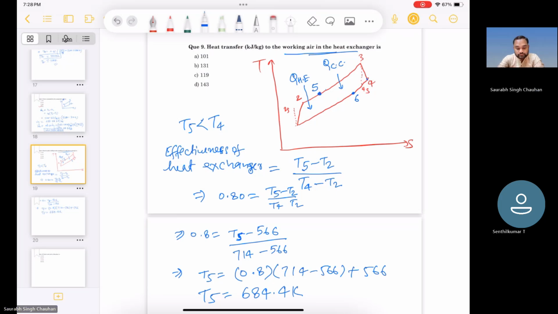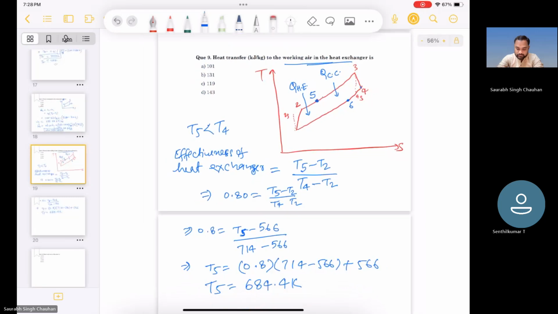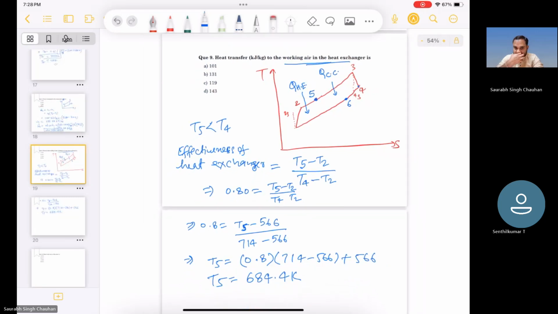Hello? Sir, huh? Hello? How much should it be? How much heat are you adding in the heat exchanger? How much heat are you adding to the working air in the heat exchanger?